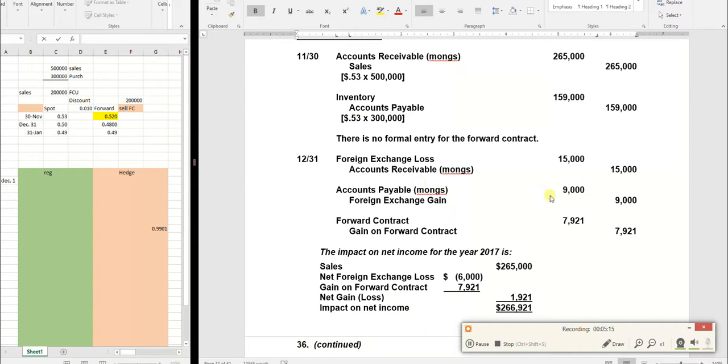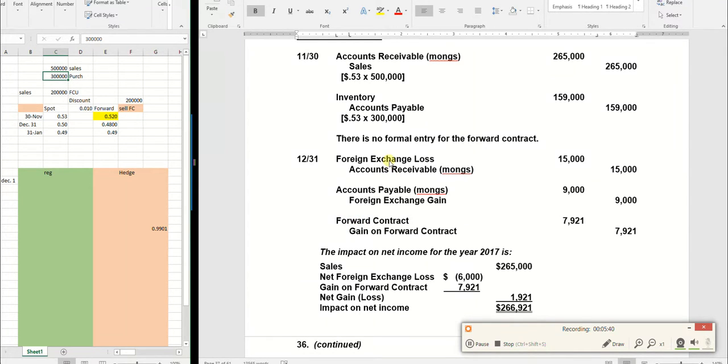Okay, so I think I said 200,000, I meant 300,000. So on the accounts receivable, 500,000 sales times 0.03, and on the accounts payable, 300,000 in accounts payable times 0.03 is 9,000. Okay. Then on my hedge side, if this were a cash flow hedge, I would have 3 journal entries where I'd offset the gain or loss.